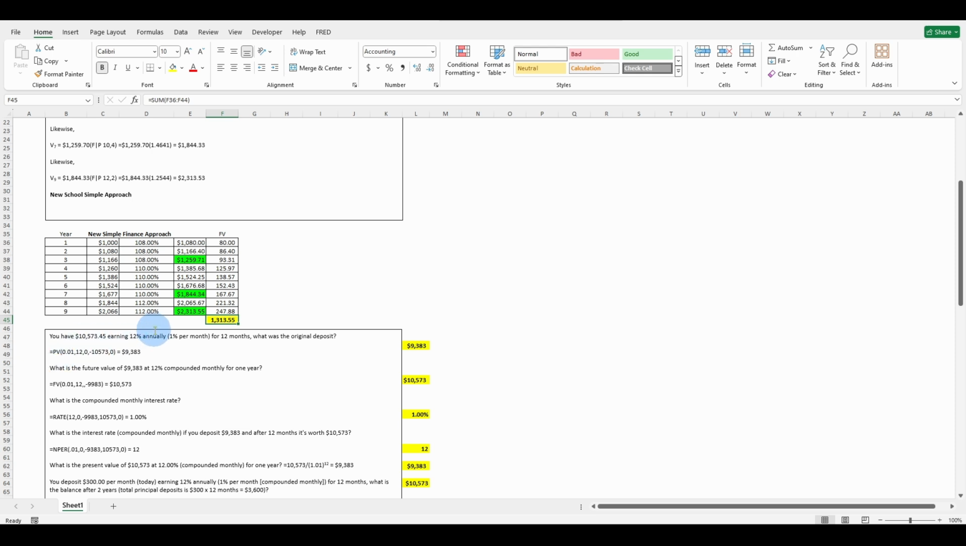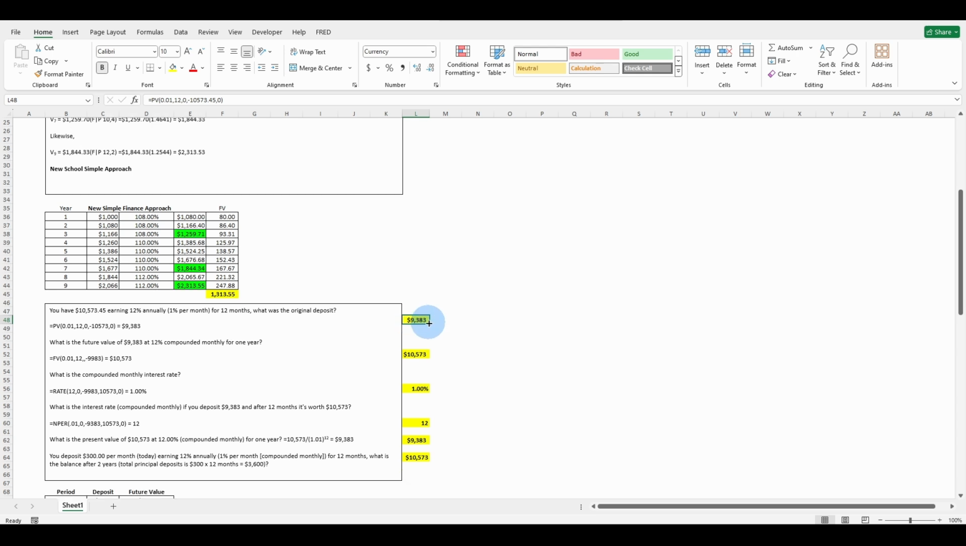So you have $10,573.45 earning 12% annually, 1% per month. What was the original deposit? Here you have, in very simple terms, we're just using Excel. We've done this a million times. It comes out to 9383, and you can reverse this. That's exactly what we did.